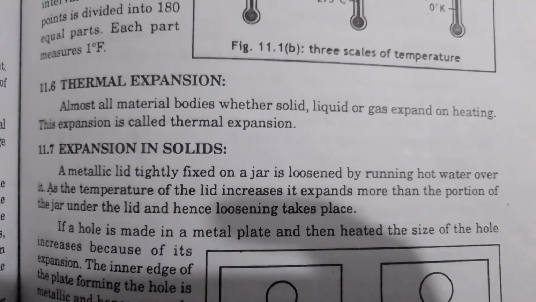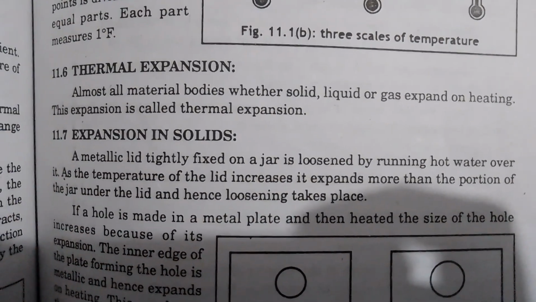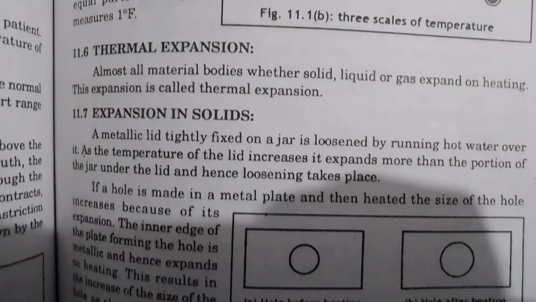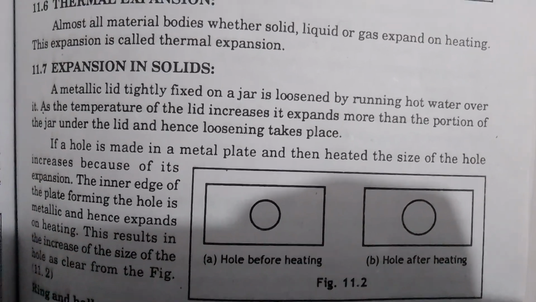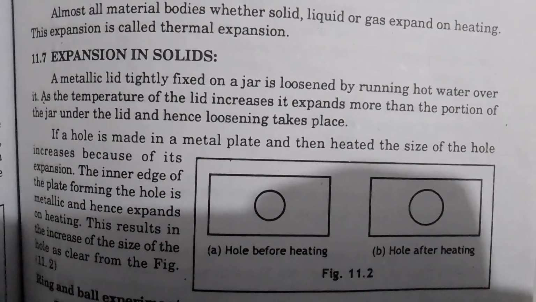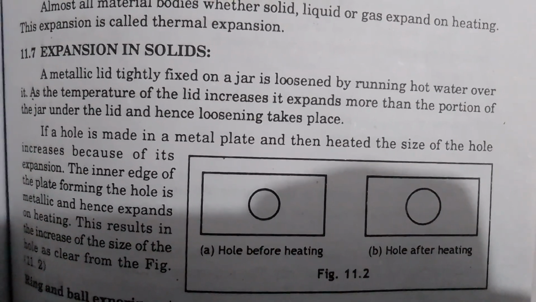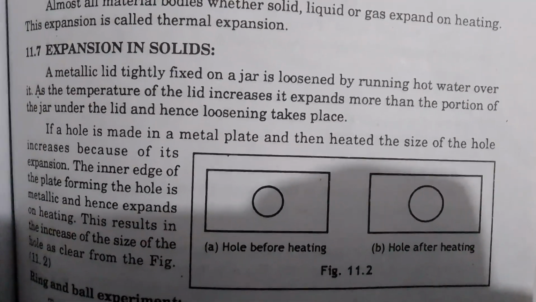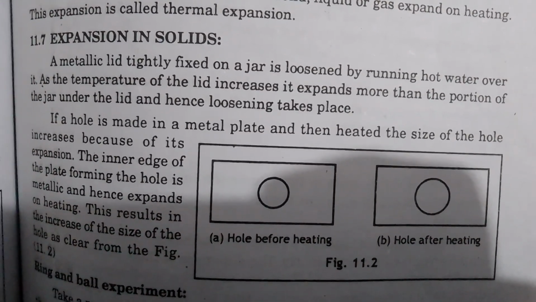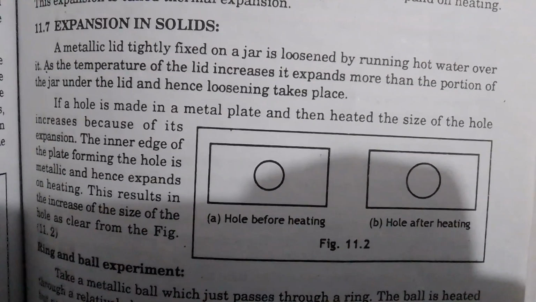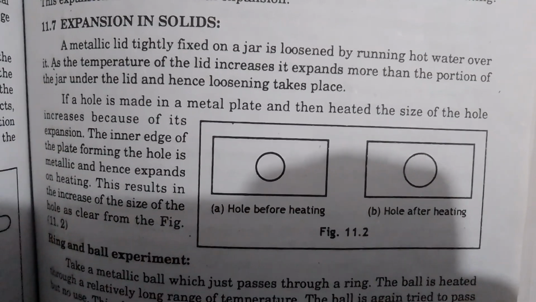Almost all material bodies, whether solid, liquid or gas, expand on heating. This expansion is called thermal expansion. A metallic lid tightly fixed on a jar is loosened by running hot water over it. As the temperature of the lid increases, it expands more than the portion of the jar under the lid, and hence loosening takes place.